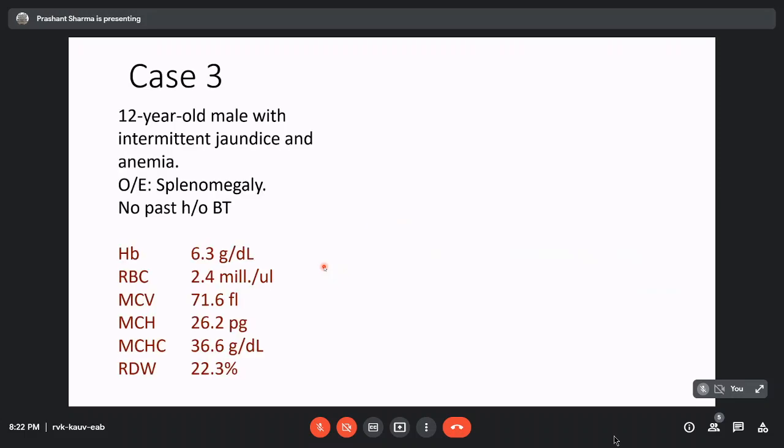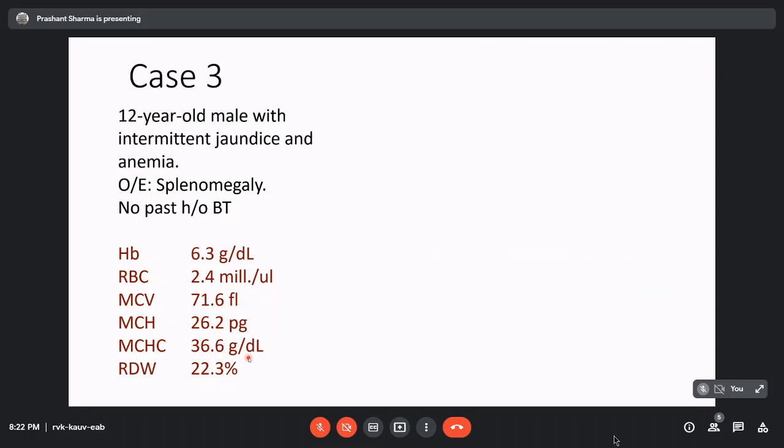Quickly moving on to case 3, this was a 12-year-old boy with intermittent jaundice and anemia. So he's been unwell for a while, he gets jaundice on and off, and when they examined him, they found splenomegaly. But he's never received a transfusion, so he's made it till 12 years. Right now his hemoglobin's low, 6.3, but he appears to not be in CHF. People with chronic anemia tend to adjust their physical activity and compensate. And there is microcytosis and hypochromia, and the RDW is elevated.